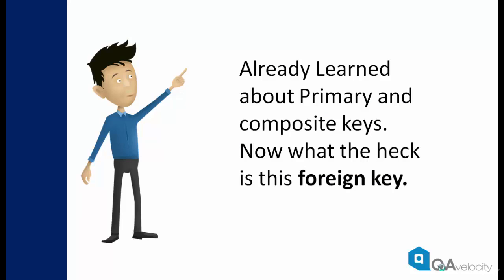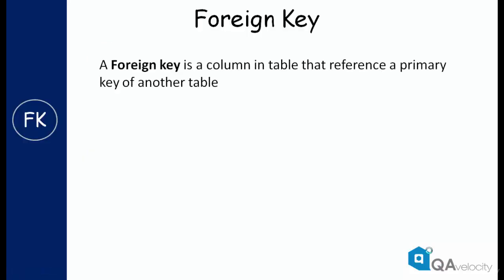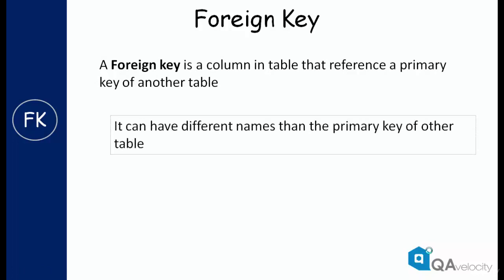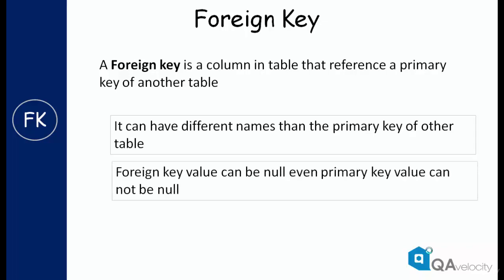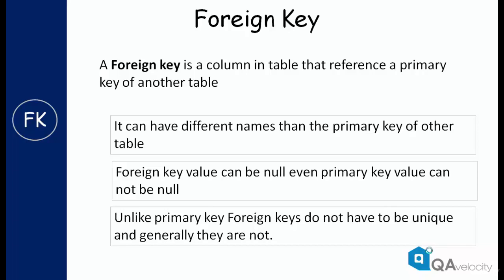Alright, we have already covered primary and composite key. Now what the heck is this foreign key? A foreign key is a column in a table that references a primary key of another table. A foreign key can have a different name than the primary key of the other table. You can set the value of a foreign key as null, even though a primary key value cannot be null. And unlike a primary key, a foreign key does not have to be unique, and generally they are not. We don't keep it unique.